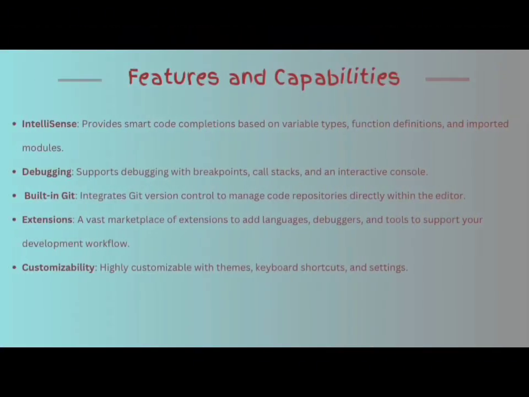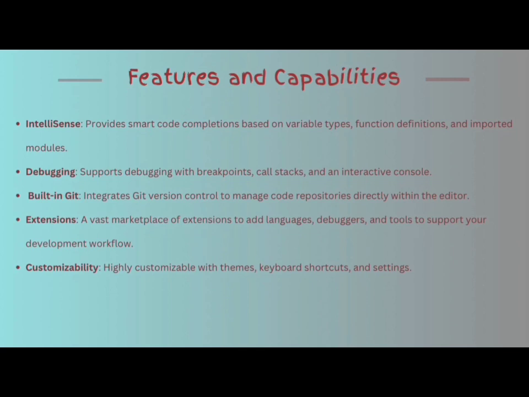Number 1. Features and capabilities. IntelliSense provides smart code completions based on variable type, function definitions, and imported modules. Debugging. Supports debugging with breakpoints, call stacks, and an interactive console. Built-in Git integrates Git version control to manage code repositories directly within the editor. Extensions, a vast marketplace of extensions to add languages, debuggers, and tools to support your development workflow. Customizability, highly customizable with themes, keyboard shortcuts, and settings.